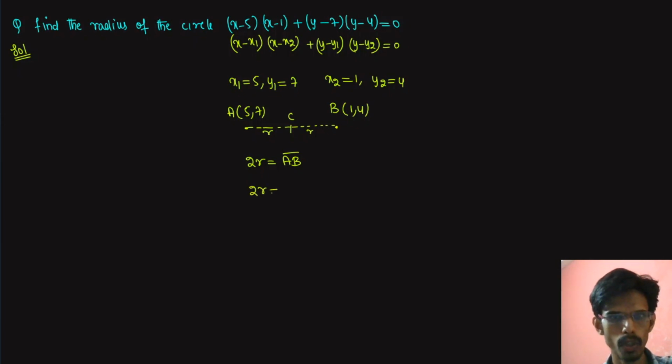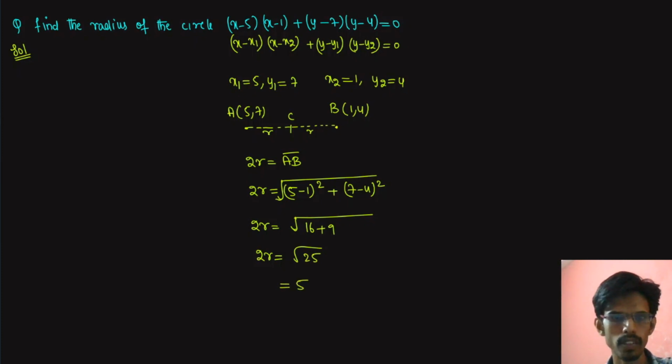So 2r will be equal to square root of 5 minus 1 square plus 7 minus 4 square, distance between two points. So we have 2r equals root over 5 minus 1 is 4, 4 square will be 16, 7 minus 4 will be 3, 3 square will be 9. So 2r will be root 25. Root 25 is 5. So r will be 5 by 2. 5 by 2 will be the radius of the circle. Units.